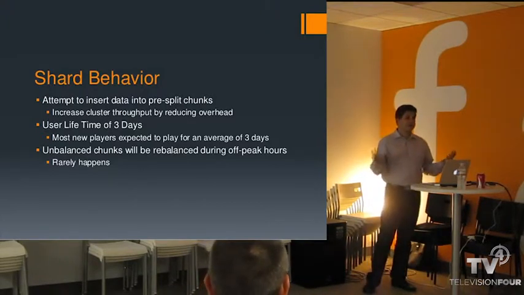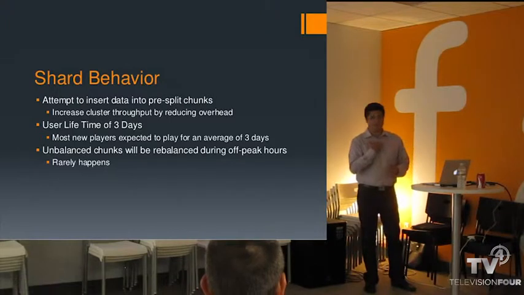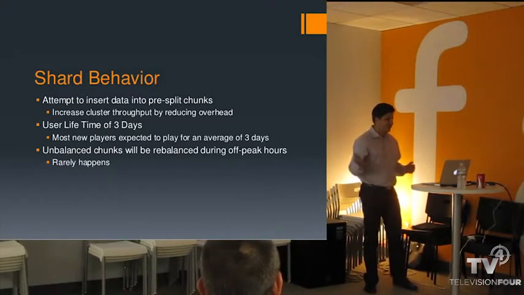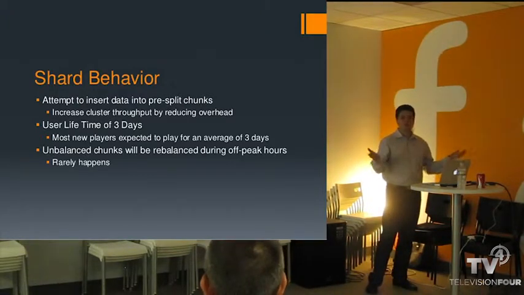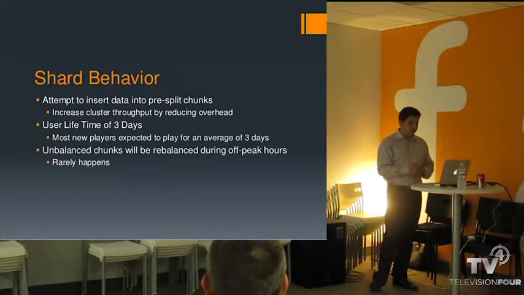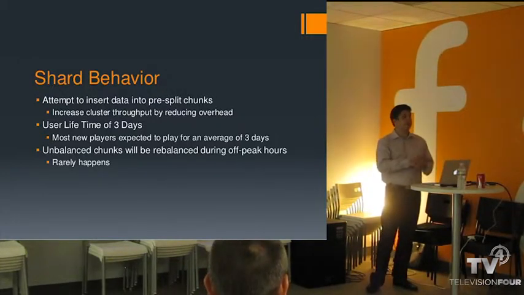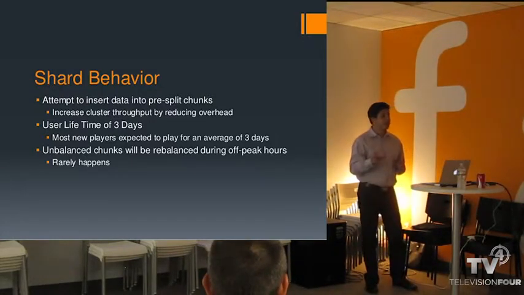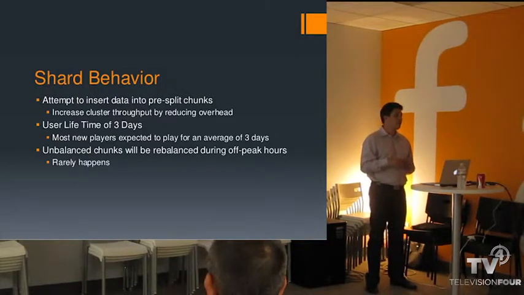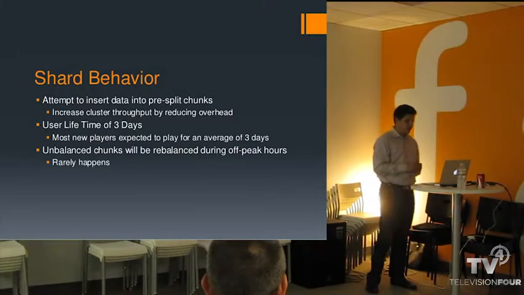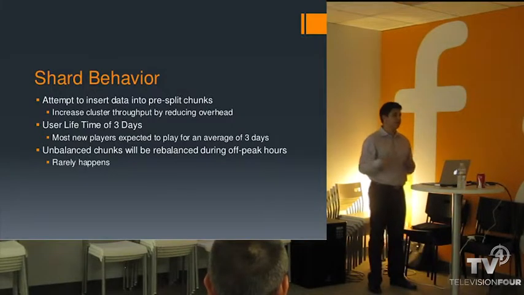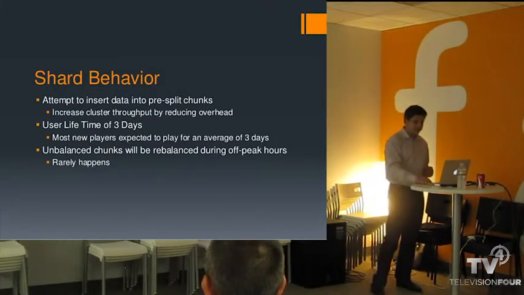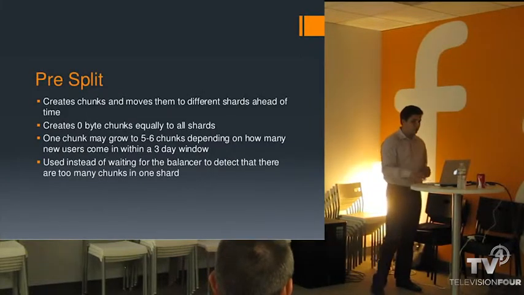So as an example, if we have users like me who play for 3 days, and after that, my lifetime is 3 days, we'll use that as an example. So most players expect to play an average of 3 days, let's say. So we want to come up with an algorithm that will balance out the users using the shard key prior to actually having the system do it for us. And then if there's anything that's still unbalanced, we want to rebalance during off-peak hours so that it doesn't affect the game performance.